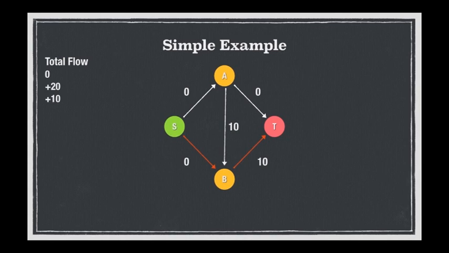At the third step, there are no remaining outward edges from the source, and so we cannot find any additional augmenting paths. The algorithm will now terminate, having found a max flow of 30.